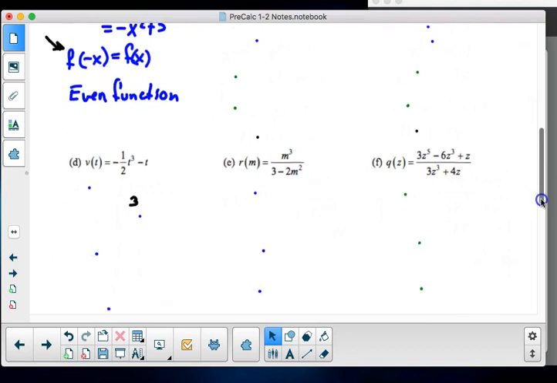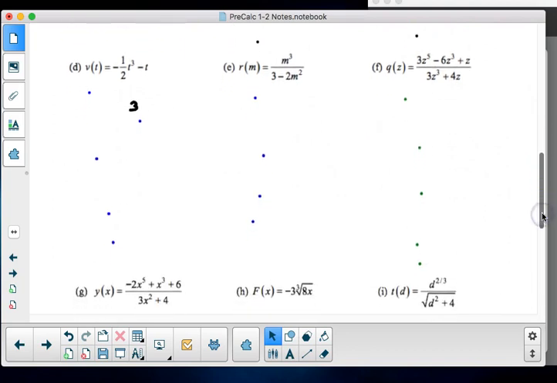So, in this one, will my signs change completely if I put in the opposite of t? Okay? By the way, it's got to be cubed up there. For some reason, when I wrote this up, I forgot to cube it.